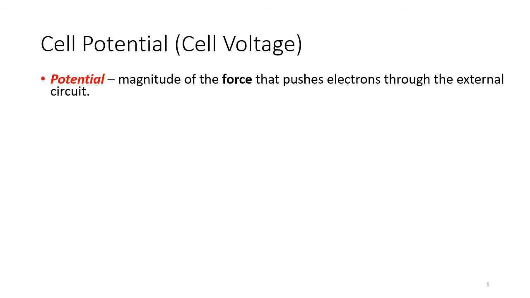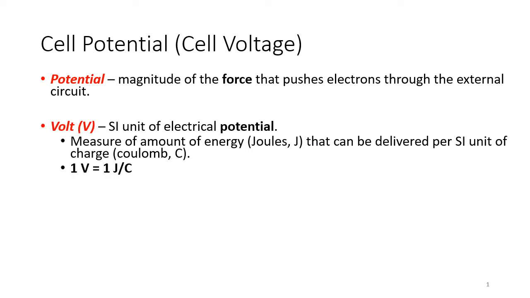Hi everyone. Next we're going to learn about cell potential, or in other words, cell voltage. And we have some definitions to go through in order to be able to talk about this properly. A galvanic cell has the ability, we said, to push electrons through that external circuit. And the magnitude of the ability is expressed as a potential. So a potential is the magnitude of the force that pushes the electrons through the external circuit.